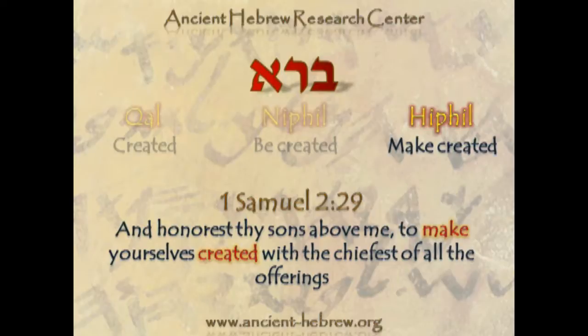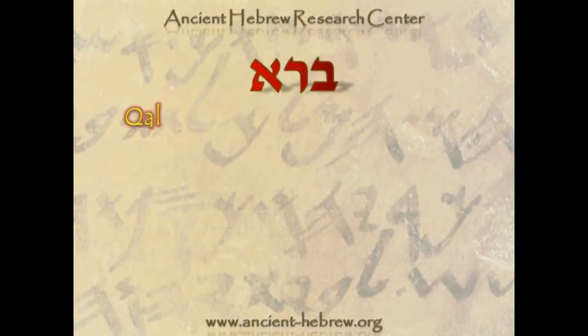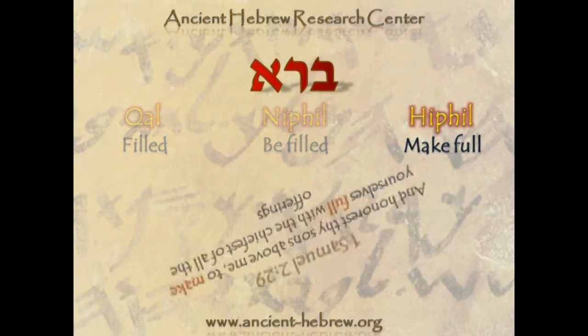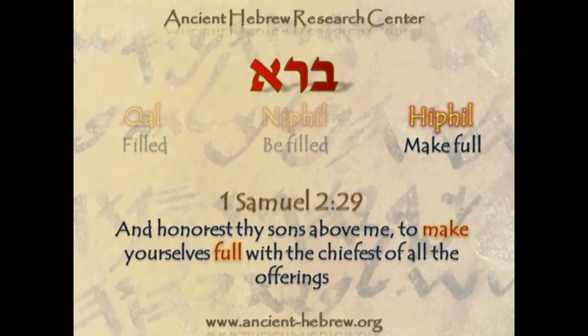Let's try this if the verb means to fatten or to fill. In the call form it would be filled, in the nifal form be filled, and in the hifil form make full. So again we look at 1 Samuel 2:29 and we have, "and honorest thy sons above me, to make yourselves full or fat with the chiefest of all the offerings." Now that makes sense. In fact, that is how the translators translate the hifil form of this verb in this verse.